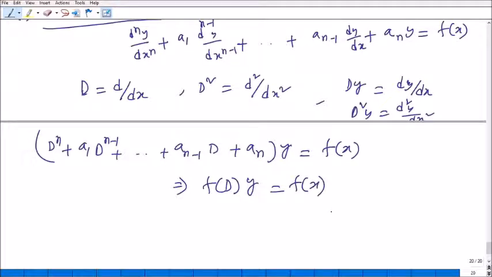So this is the nth order, or any order, general expression of a non-homogeneous differential equation with constant coefficients in operator form, where f(D) is a function of the operator D, where D is d/dx. So this f(D) can be written as a polynomial function of the operator D.